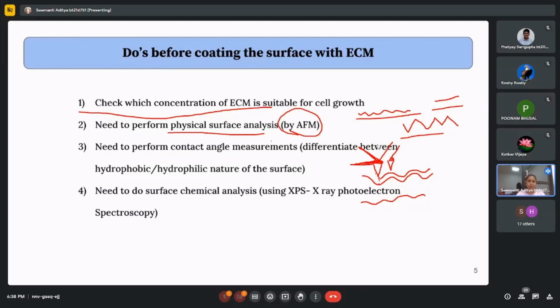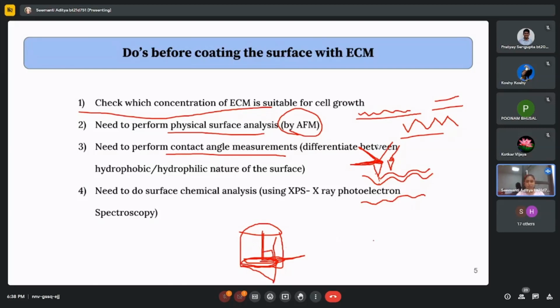And then next we perform contact angle measurements. So what do we mean by contact angle measurements? Whenever we have a surface which is coated with any kind of ECM, if the surface is very smoothly coated, then when we put our media or buffer on it, the media or buffer will spread, and it will not be at a 90-degree angle with the substrate. If the angle is 90 degrees, then the ECM matrix is not properly spread.